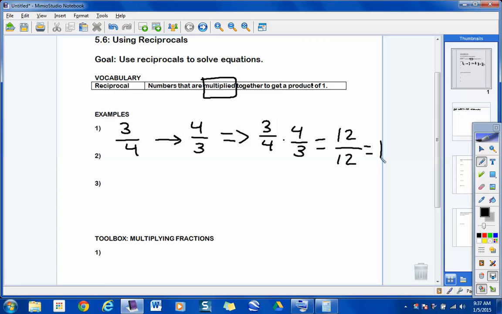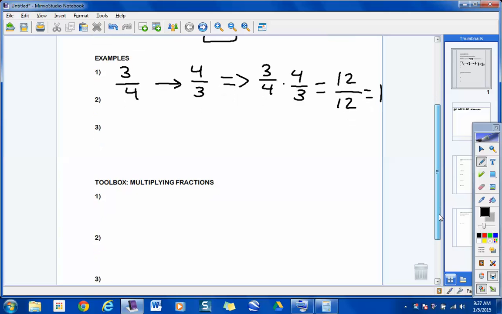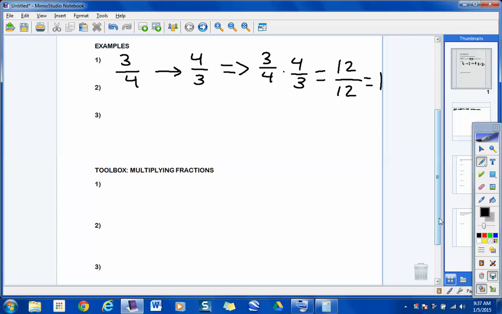Well, let's take a look at the next one. How about this? What's the reciprocal of 6? First of all, what does 6 even look like in fraction form? 6 over 1. Okay, so 6 over 1 is what this is really, right? So its reciprocal would be 1 over what?